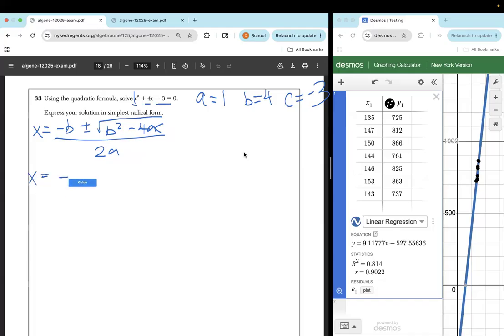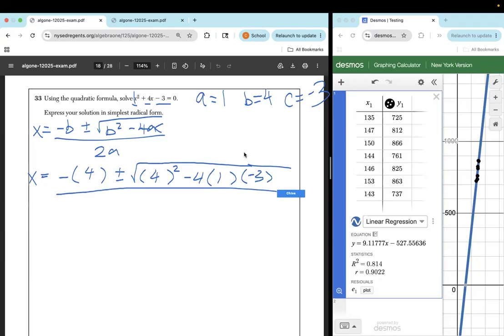X equals -b, so now I'm going to put 4. Plus or minus, and make sure you show all of this work. This is how you get credit for this problem, is showing the work. B squared minus 4ac. Notice everything I substituted is put in parentheses. All over 2a. Now we simplify.